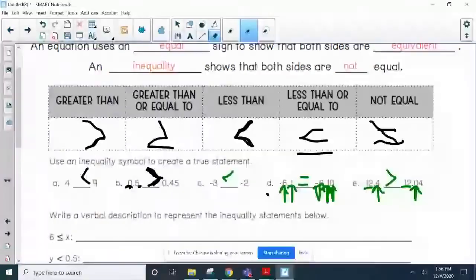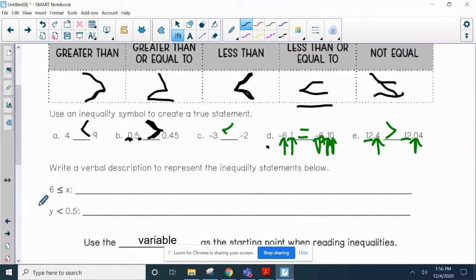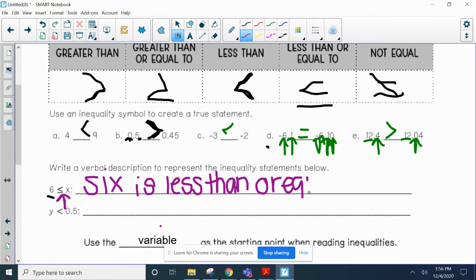All right. So here we're going to write a verbal description of the inequality statements below. So we're just going to use these symbols, and we're going to read it from left to right. What is this? That's right, 6. What symbol is this in our chart? 6 is what? Less than or equal to. So 6 is less than or equal to x.